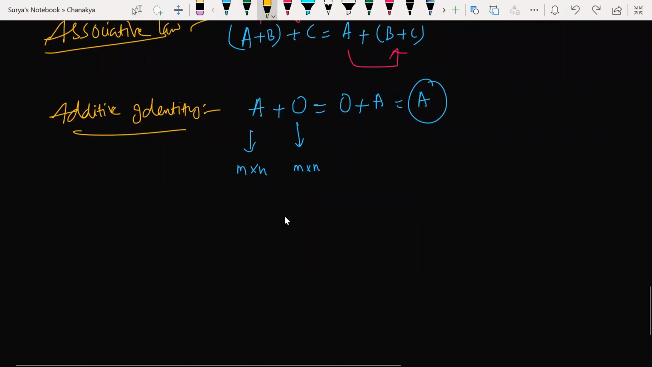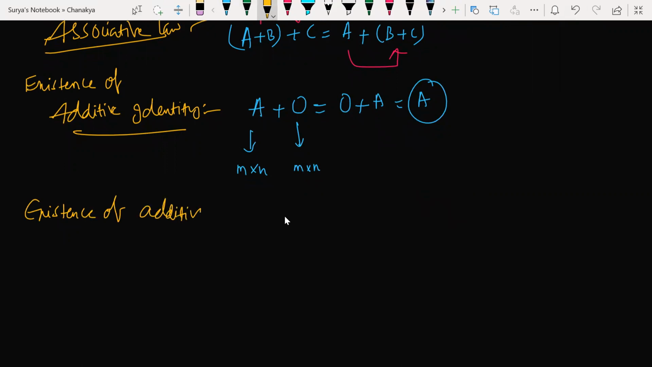Basically, in your textbook they might have given it as existence of identity. Next, existence of additive inverse. Just now I told you, right? Let's say that A is any matrix with order m by n, and a 0 matrix with order m by n.